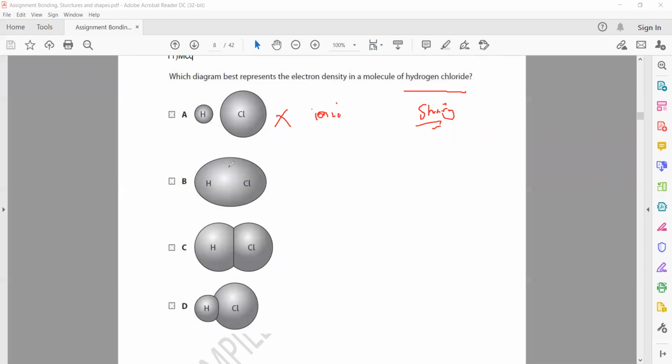But why is this not correct? Because it shows the electron density map with equal distribution, equal chances there. That's wrong. Chlorine has more electrons, so the electron density on the side of chlorine will be higher as compared to that of hydrogen. This shows equal electron density, and this shows a smaller electron density on the hydrogen side and a higher electron density on the chlorine side, where chlorine is larger in size. So that's why D is the right answer.